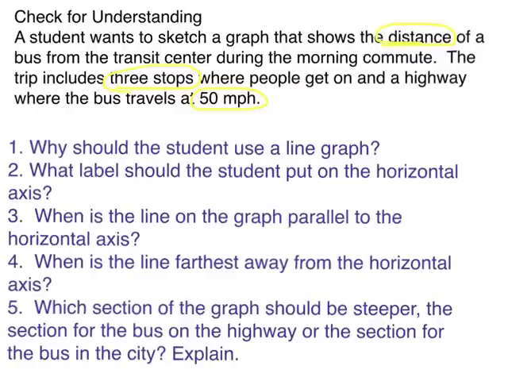Number 4, when is the line farthest away from the horizontal axis? So when is the line you're drawing far away? And number 5, which section of the graph should be steeper? The section for the bus on the highway or the section for the bus in the city? And explain. Pause the recording, answer these 5 questions, then play the recording again to get the answers.